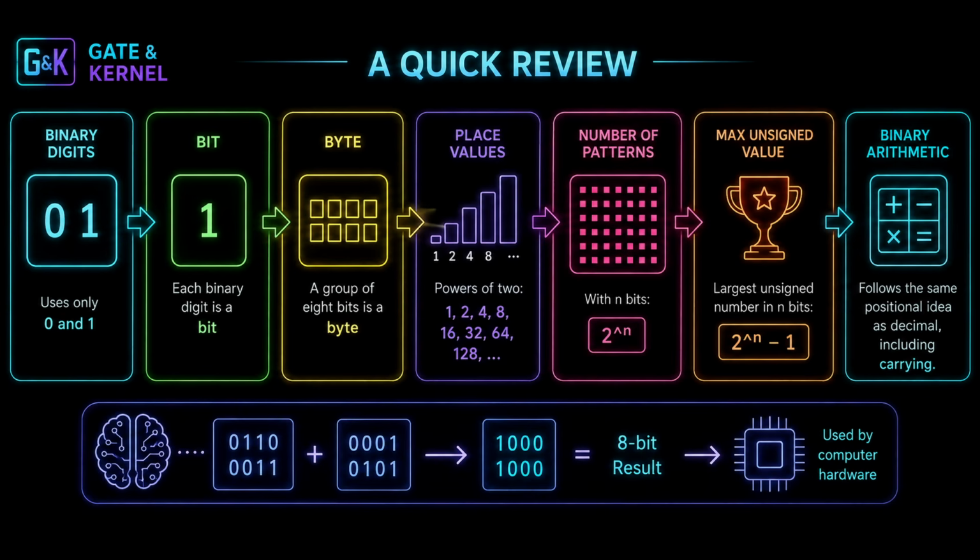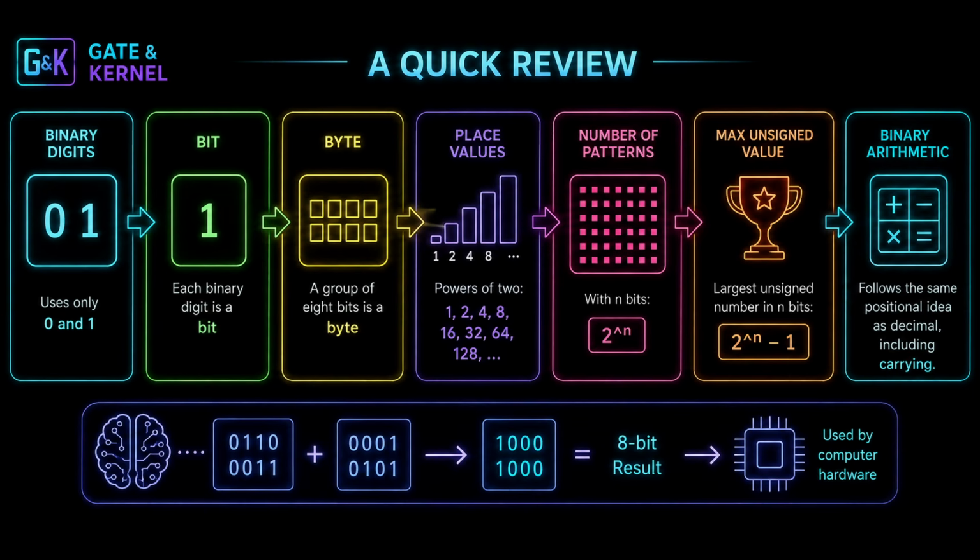Chapter 22. A quick review. Binary uses 0 and 1. Each binary digit is a bit. 8 bits form 1 byte. Binary place values are powers of 2: 1, 2, 4, 8, 16, 32, 64, and so on. With n bits, there are 2 to the power of n possible patterns. The largest unsigned n-bit value is 2 to the power of n minus 1. Binary addition also uses carrying, just like decimal addition.